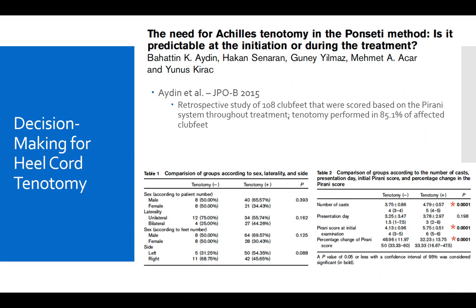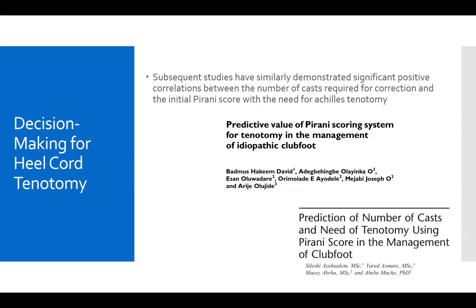They found that the cutoff score, similar to the other study, for the need for an Achilles tenotomy was a Pirani score of 5 or above. So again, these are very severe clubfoot deformity kids. And the probability of requiring an Achilles tenotomy was 12.5 times higher in babies who had an initial Pirani score of 5 or higher. So subsequent studies, and these are just 2 examples but there are many, have demonstrated significant positive correlations between the number of casts required for correction and the initial Pirani score at initial evaluation with the need for an Achilles tenotomy.